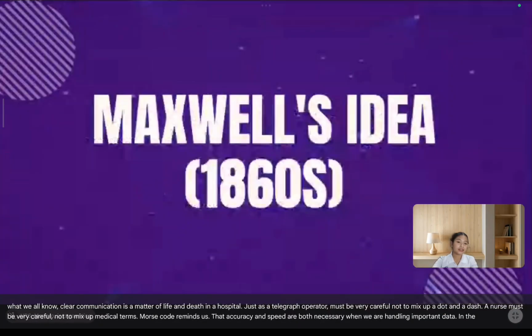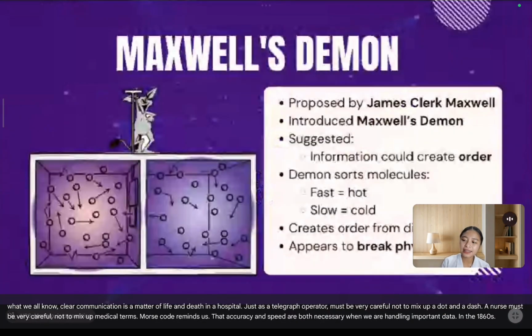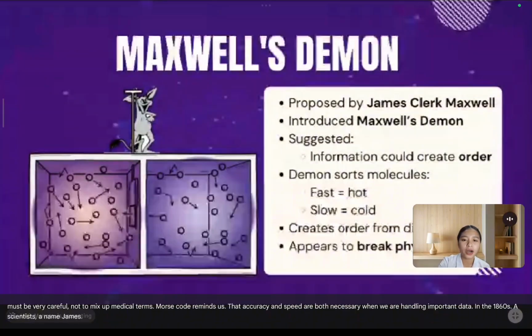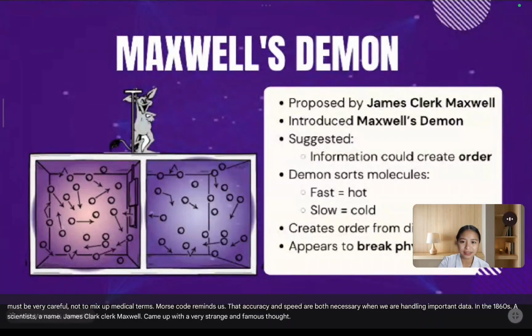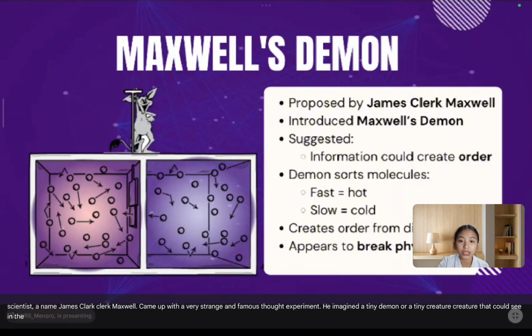In the 1860s, a scientist named James Clerk Maxwell came up with a very strange and famous thought experiment. He imagined a tiny demon, a tiny creature that could see individual molecules. This demon sat on a small door between two rooms filled with gas. The demon's job was to sort the molecules.